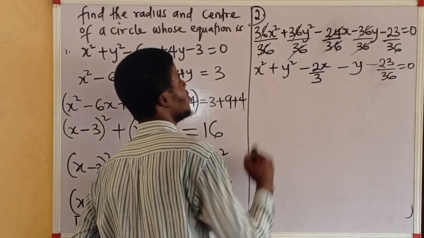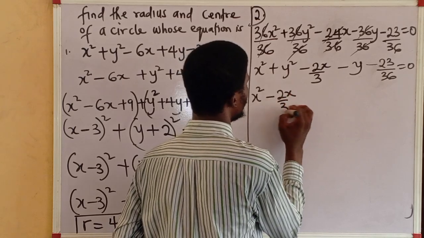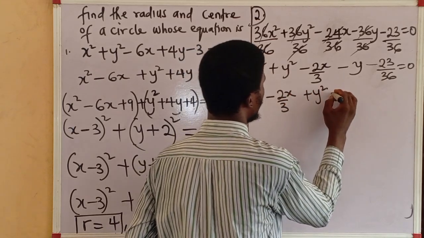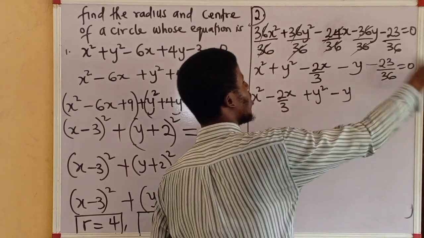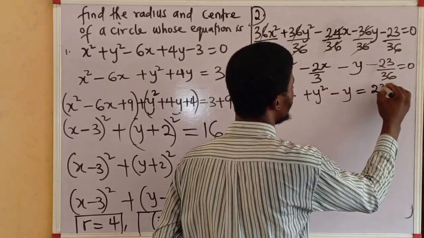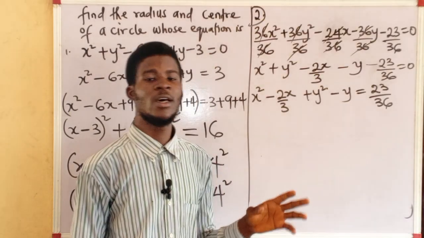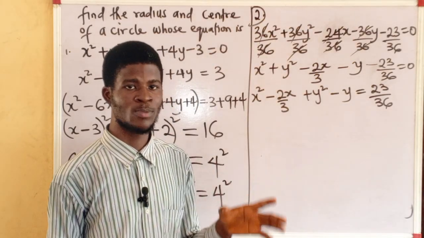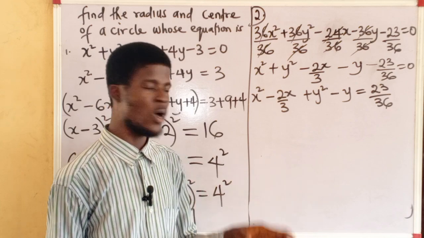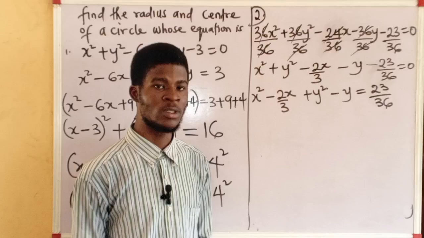So I want to write it this way. x squared minus 2x over 3 plus y squared minus y. If this one crosses, it becomes 23 all over 36. So what we are going to do now is to add the square of half of the coefficient of x to both sides and also add the square of half of the coefficient of y to both sides.